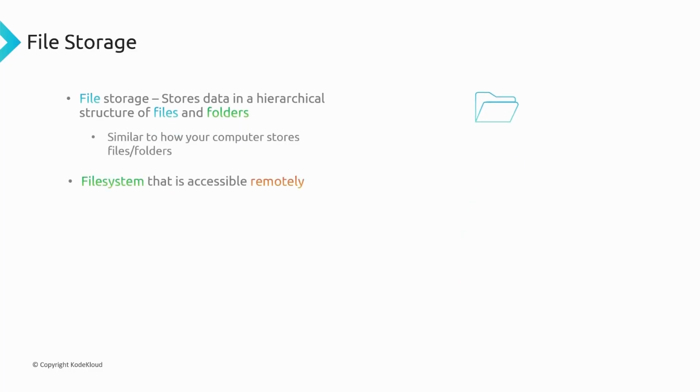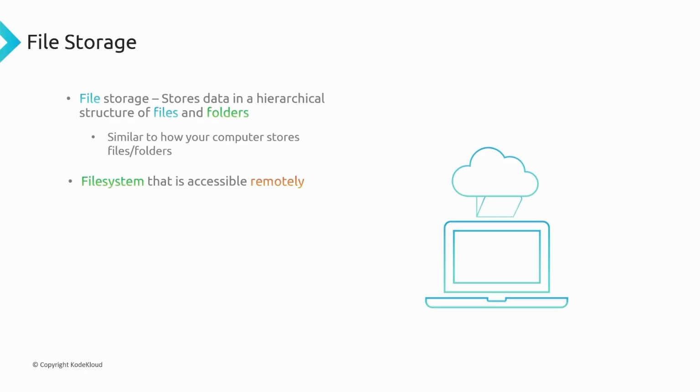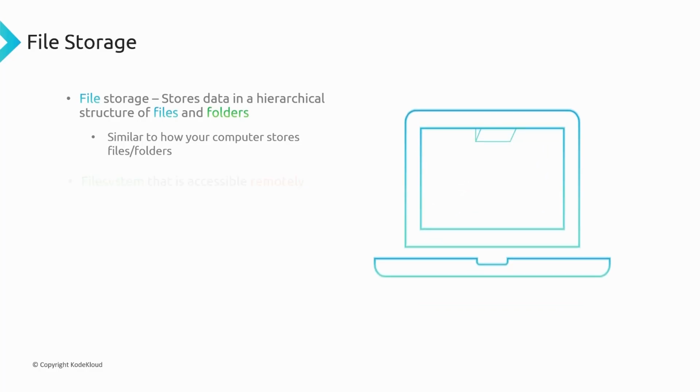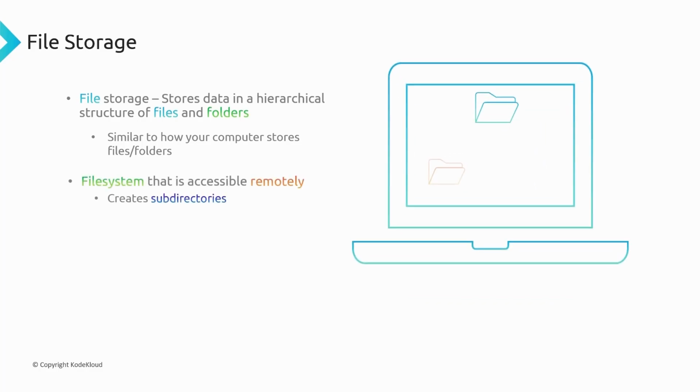And file storage is accessible remotely. So you can have the file system installed on another machine and then take your personal computer or your server and connect to it remotely over the network or the internet. And when you connect to it remotely, it looks just like any other file system. So you can create directories, store files on it, access files, and delete files. It's going to look like any other file system that would be local to your machine.